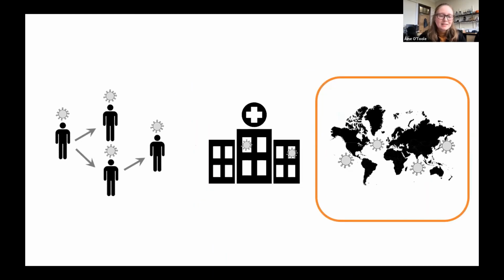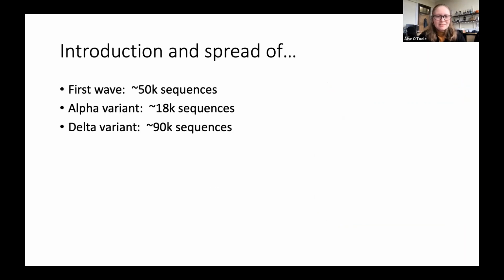What about actionable inferences at a national scale? In collaboration with others, our group has done more in-depth analyses into the introduction and spread of the first wave, the Alpha and Delta variants. And these analyses have included tens of thousands of sequences. In the case of the Delta variant, we're approaching 100,000 sequences.